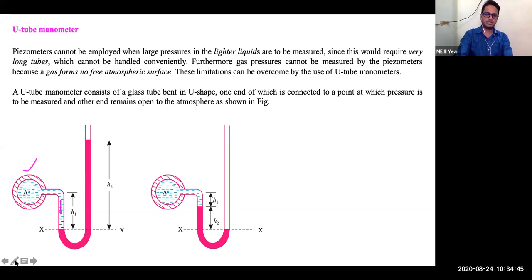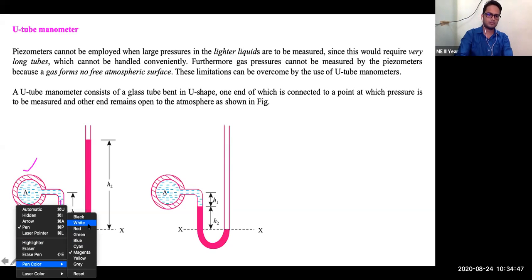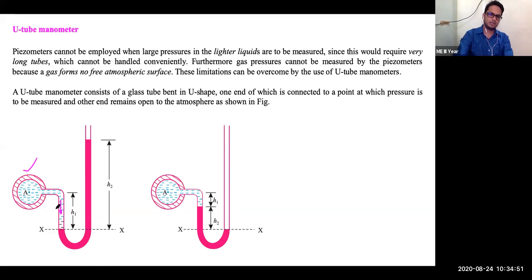In that situation, the level of this manometric fluid on both sides will be equal. Due to gravity, it will be equal on both sides. Okay, as soon as you start the motor or the pump and the liquid starts flowing through this pipe, then what will happen?